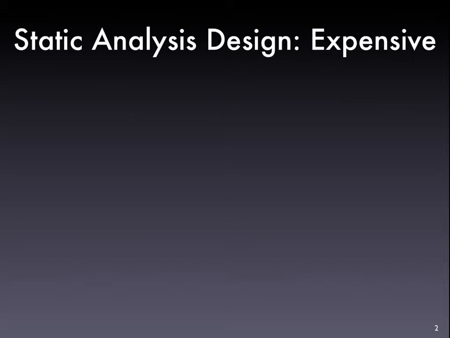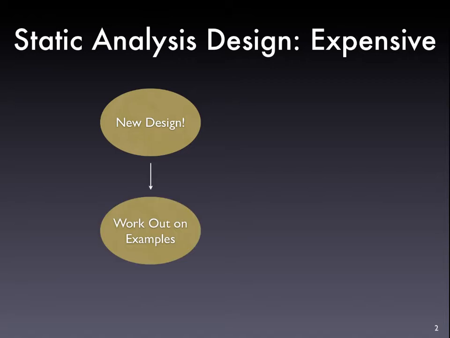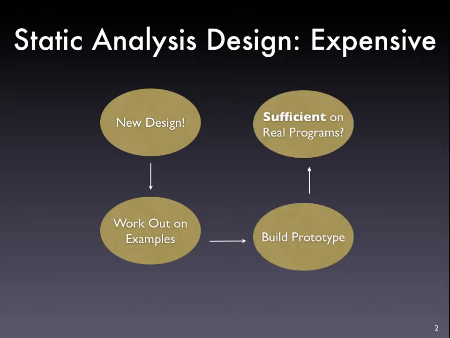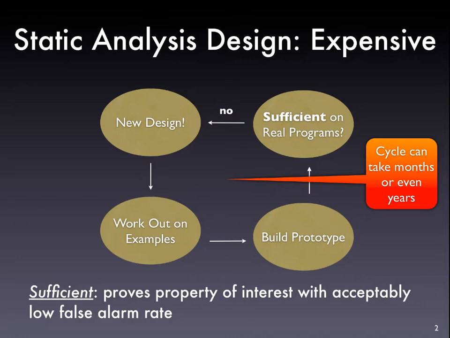This work is motivated by the problem that static analysis design is expensive. One reason it's expensive is that once an analysis designer has a great idea for a new design and has worked it out on the whiteboard, they then have to implement it to make sure that it's sufficient on real-world programs. Here, by sufficient, we mean that it proves the property of interest, say that the program is free of null pointer exceptions, with an acceptably low false alarm rate. Most of the time, it isn't the first time through the cycle, and the designer has to repeat it again and again. This can take months or even years to arrive at a sufficient design. We want to help improve this process.